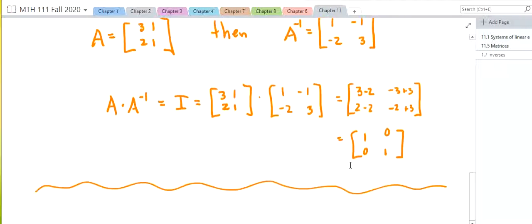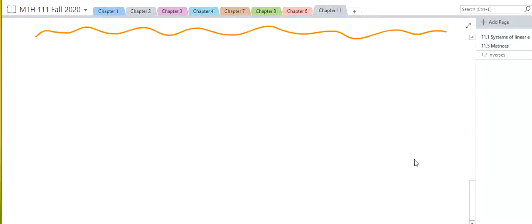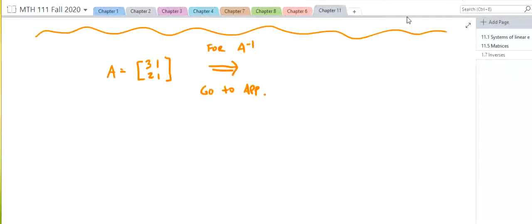Now you might be sitting here saying, well, that's kind of cool, but where the heck did you get this inverse matrix? You just kind of pulled this out of a hat. And well, at this point in this class, that's what we're going to do. We're going to pretty much pull it out of a hat. So if you're given a matrix, say A equals 3, 1, 2, 1, and you need to determine what the inverse matrix is, then what I want you to do is use an application.